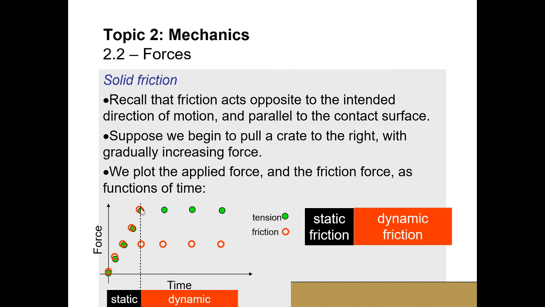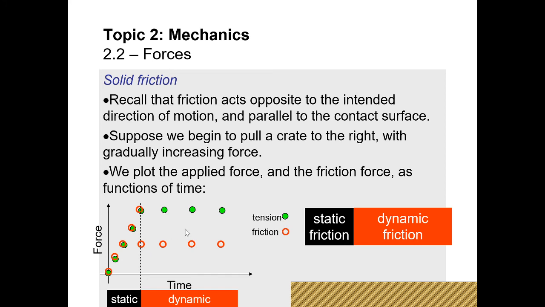And so what happens after that is you have something called dynamic friction. In some textbooks, this is called kinetic friction. Okay, kinetic and dynamic, they both mean the same thing. It means object in motion. So this object starts to move. So we now apply a constant tension force and there is a constant frictional force.